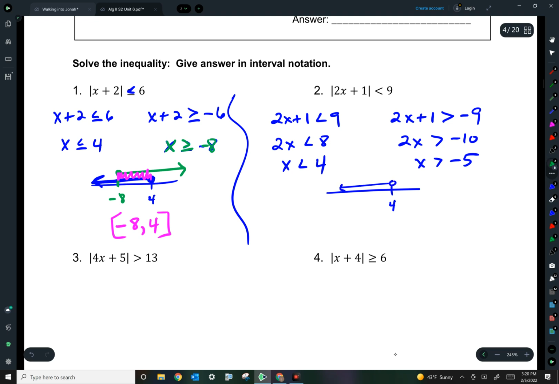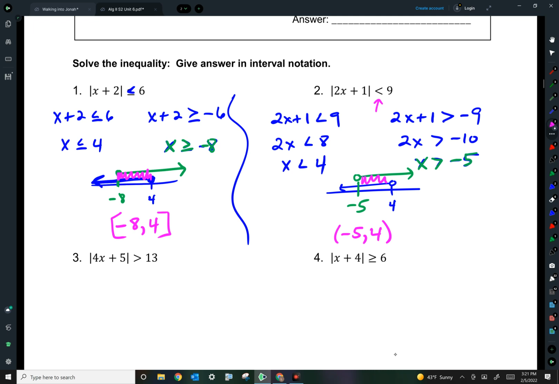The second one, if I want x to be greater than negative 5, so negative 5 is over here somewhere, I want everything greater than. And so I want the intersection of the two. So the intersection is from -5 to 4. And since there wasn't an equal to on the original, I'm not going to use a bracket. So I'm just going to say parentheses, -5 to 4. Again, that's not an ordered pair. That's an interval from -5 to 4.